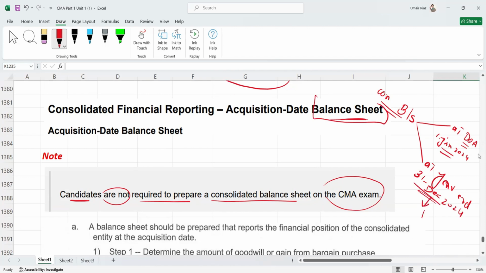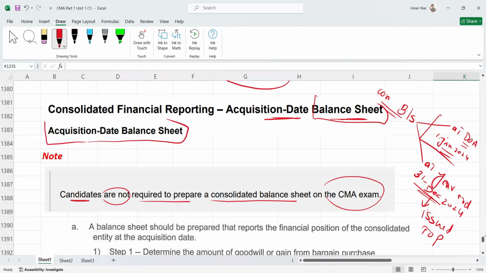By the way, this is issued to the public, which we produce at the end of the year. But we are just learning the process of how you can prepare the balance sheet at the date of acquisition. So I'm explaining the acquisition date balance sheet here. In your book, mostly theory is written, but I'm showing you a few calculations of how we can produce the balance sheet at the date of acquisition.